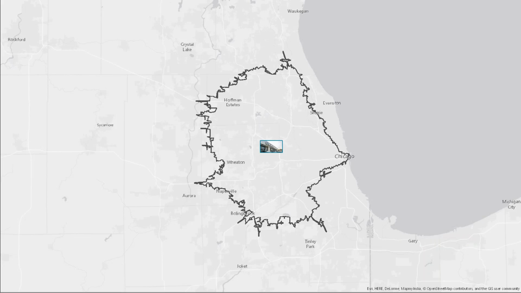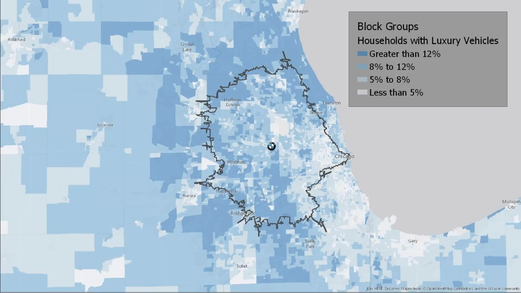So let's get back to this footprint of the service area for this dealership. So we want to find individuals that are more likely to purchase luxury vehicles? Well, we have that data now, right? So we can look at the density and the likelihood of the households having a luxury vehicle. So these are the neighborhoods that the households have luxury vehicles.